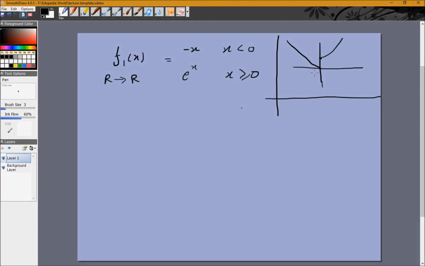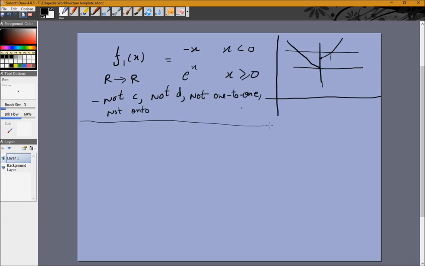Right. So we can see that this is neither continuous nor differentiable. So not continuous, not differentiable. This is not 1-to-1, because these two values of x give the same value of y, and it is also not onto, because the range is R, that is minus infinity to infinity, but it only takes positive values. So this is f1(x). Let's do f2(x) now.